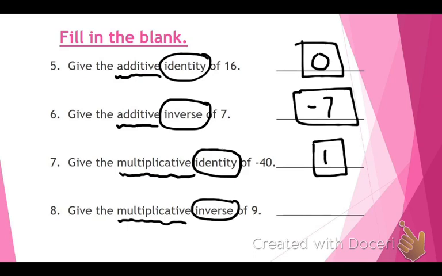So think about, if I multiply a 9, what is the opposite of 9? 1/9. Think about it as 9 over 1. The opposite, or the reciprocal, is 1/9. So your correct answer should have been 1/9. Any questions on finding those fill in the blanks?